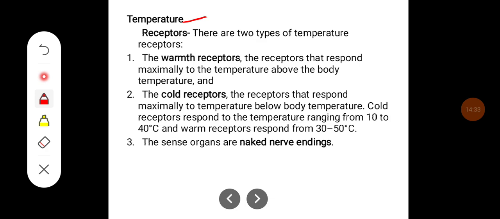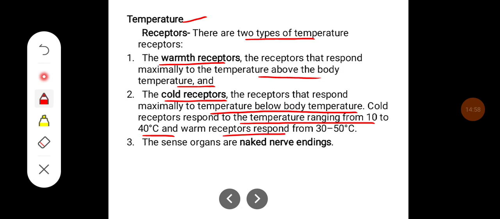Temperature. The receptors for temperature are of two types: warmth receptors and cold receptors. Warmth receptors respond maximally to temperature above body temperature, and cold receptors respond maximally to temperature below body temperature. Cold receptors respond to temperatures ranging from 10 to 40 degrees Celsius, and warm receptors respond in the range of 30 to 50 degrees Celsius. The sense organs are naked nerve endings.